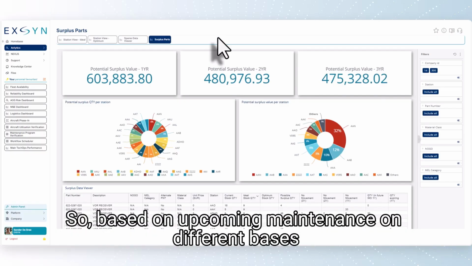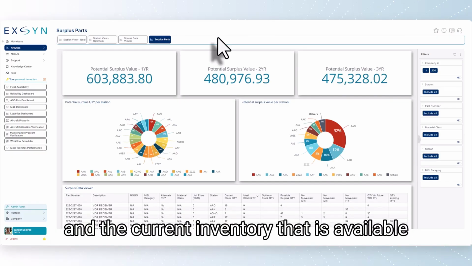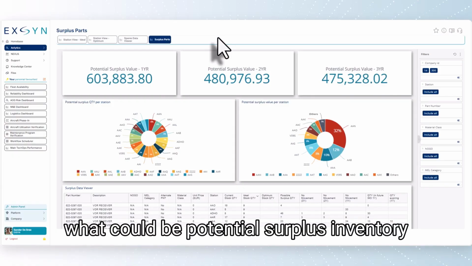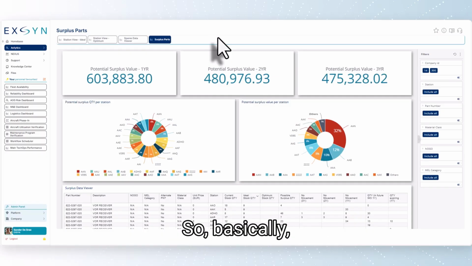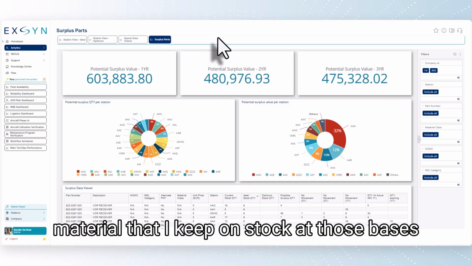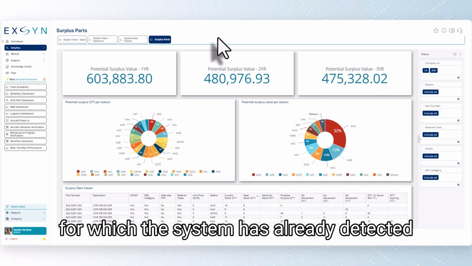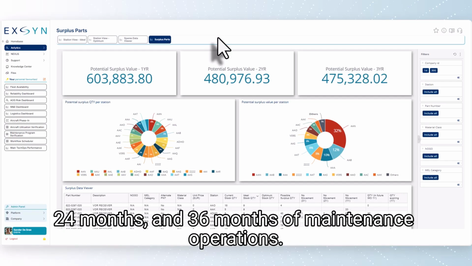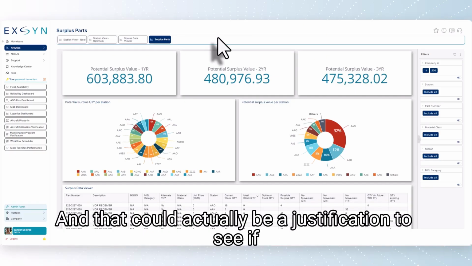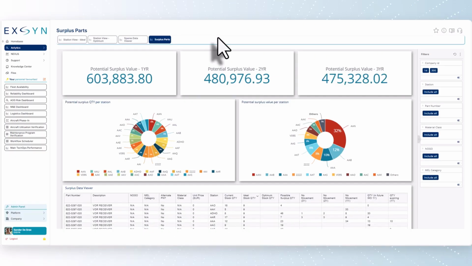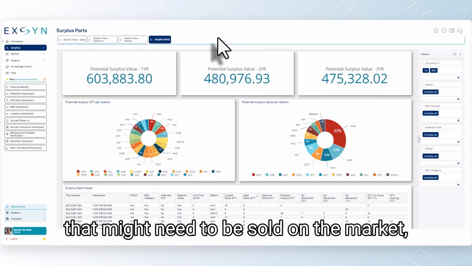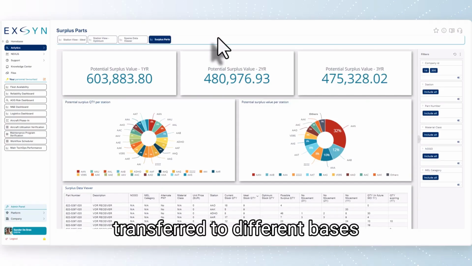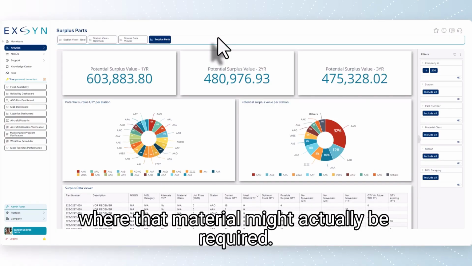So based on upcoming maintenance on different bases and the current inventory that is available on those individual bases, what could be potential surplus inventory for those different bases? So basically material that they keep on stock at those bases, for which the system has already detected that it will not be used for the next 12 months, 24 months and 36 months of maintenance operations. And that could actually be a justification to see if that specific surplus might need to be sold on the market or needs to be transferred to different bases where that material might actually be required.